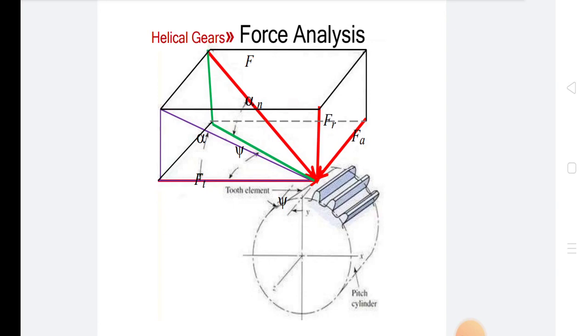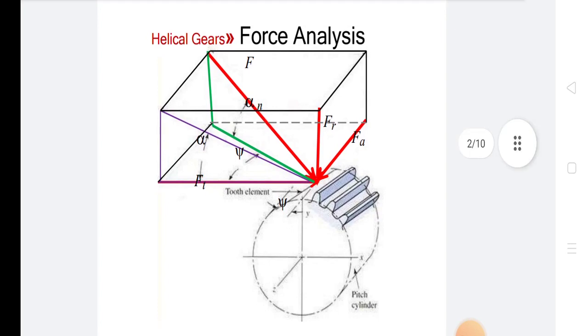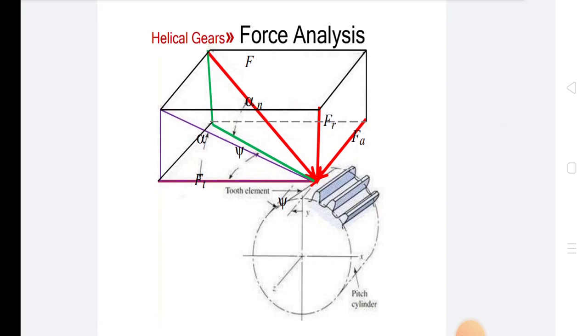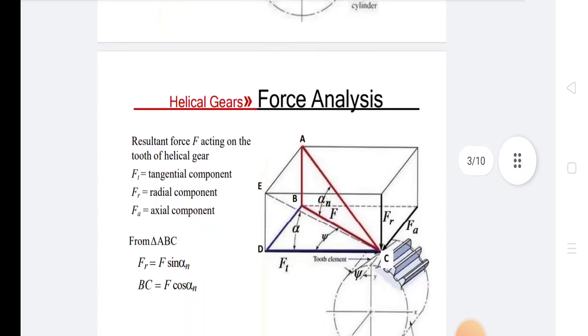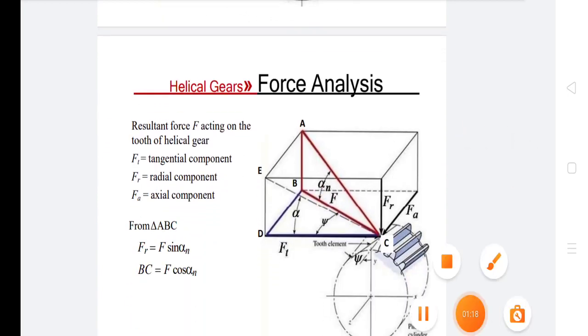of the driven gear. Also, in axial force Fa, the axial force is an undesirable component of the resultant force F. It acts in an axial direction. The magnitude of the axial component of force acting on two meshing helical gears is equal but opposite in direction. So, in force analysis, consider the resultant force F acting on the tooth of a helical gear.